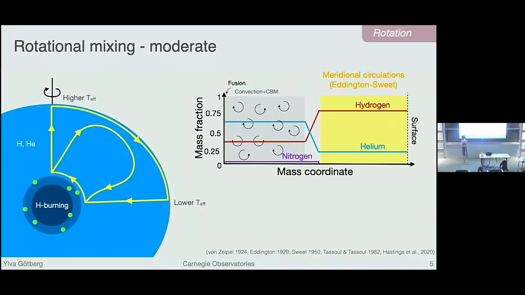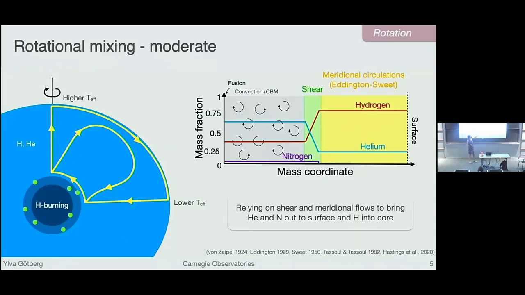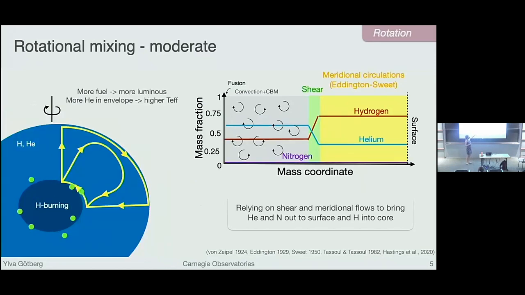So the shear is acting here. And so you rely on the shear and the meridional circulations to bring out this helium and nitrogen-rich material to the surface and hydrogen-rich material to the core. So this is the rotational mixing. And when this acts, you increase the helium abundance in the atmosphere and decrease it in the core.